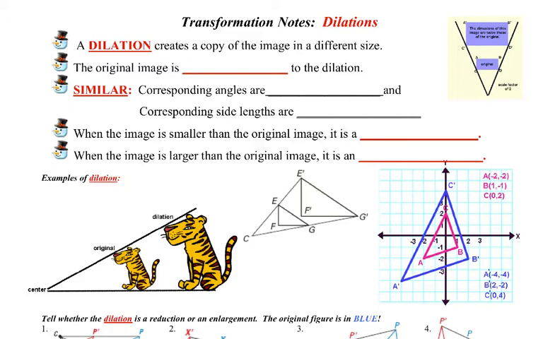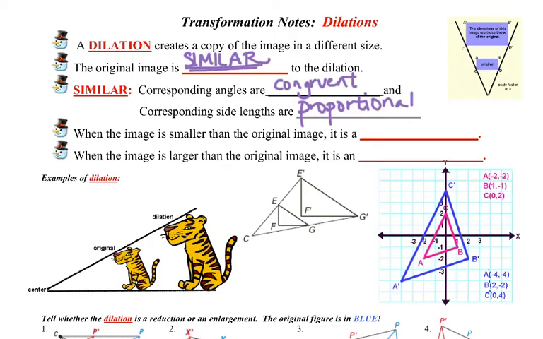And what happens is when you dilate it, you're going to have an image that is similar to the original. So we're going to learn a lot more about similar in Chapter 7, but what similar means is that all the corresponding angles are congruent and all the corresponding sides are proportional. We'll talk about what that means. Corresponding angles congruent, corresponding sides proportional.